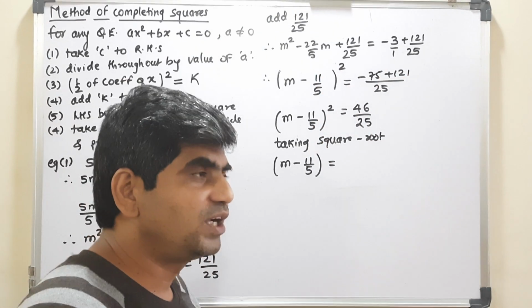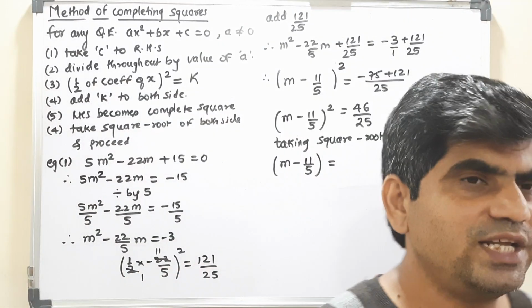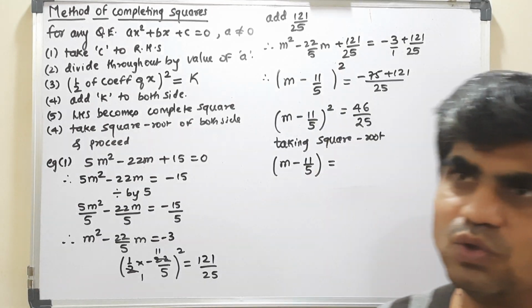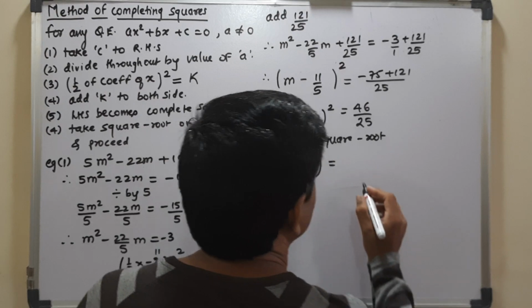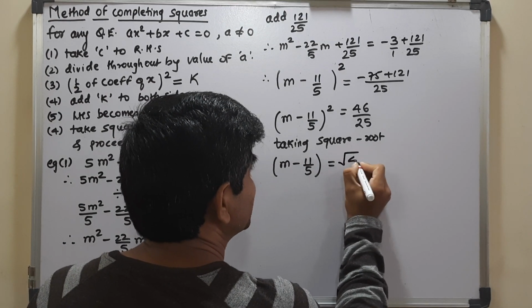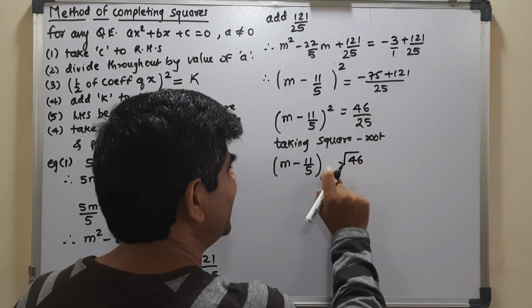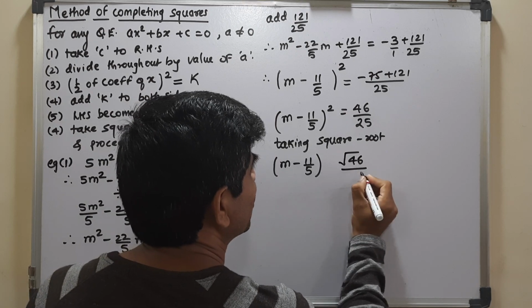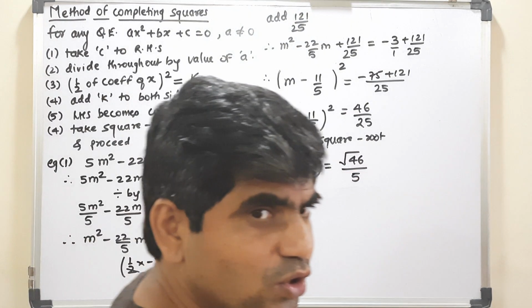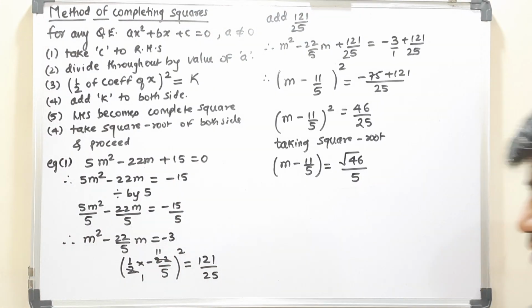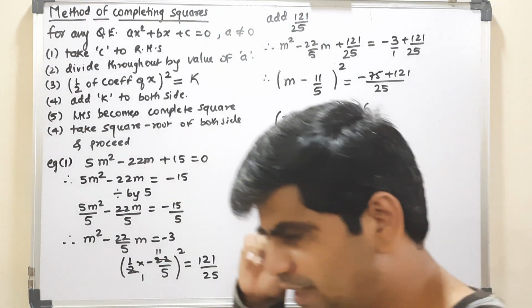So the square root of 46. 46 means 23 twos are, so you don't have a square root. So this will become the square root of 46, which is not possible to simplify. And here the square root of 25 is possible, that is 5. So you got m minus 11 by 5 is equal to root 46 by 5.